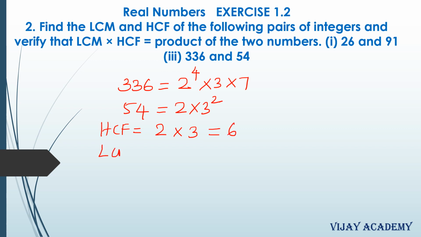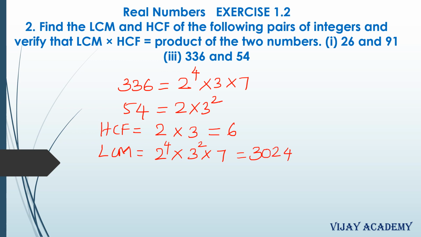Now LCM. LCM is the product of all factors. So here 2, 3 and 7 are all the factors. So now the highest power for 2 is 2 power 4. The highest power for 3 is 3 square, and 7 will remain the same. So on multiplying these numbers we get 3024.